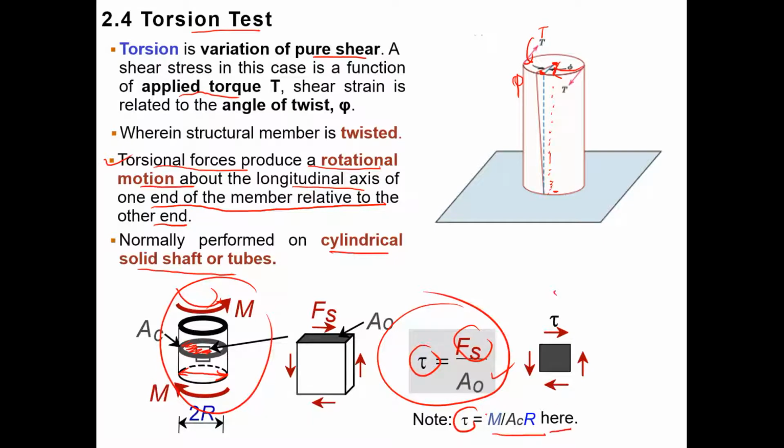So I will not go into detail on the formulations. I want to give you an idea what the torsion test is all about. It's also related to pure shear stress. So the shear strain, which is gamma, is related to the angle of twist here. So it's related with this angle of twist.